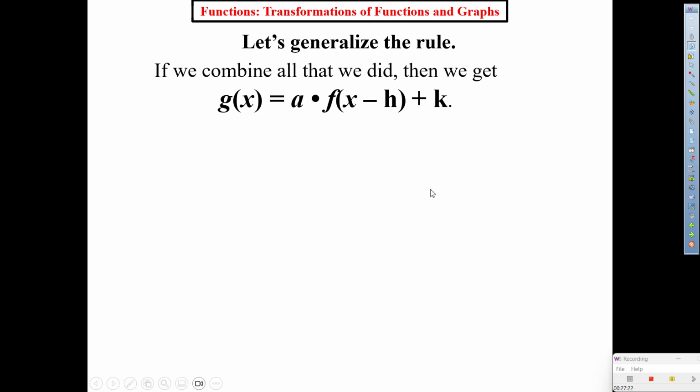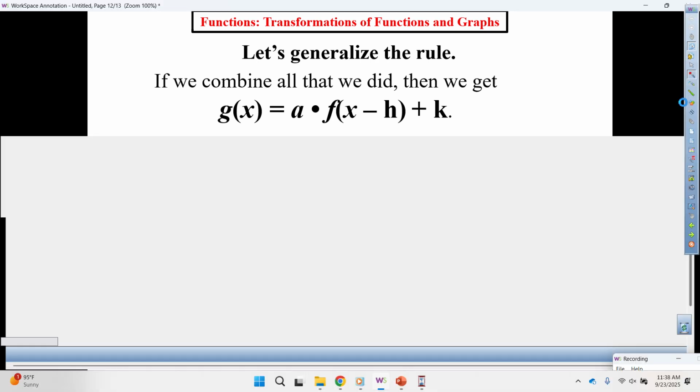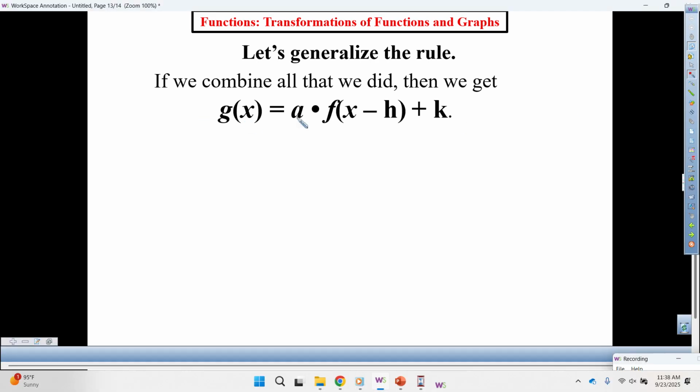So with that said, write this rule at the top of your page, please, on that graph paper. Our new rule: g of x equals a times f of x minus h plus k. Write that at the very top of your graph paper, kind of like a title, make it big.